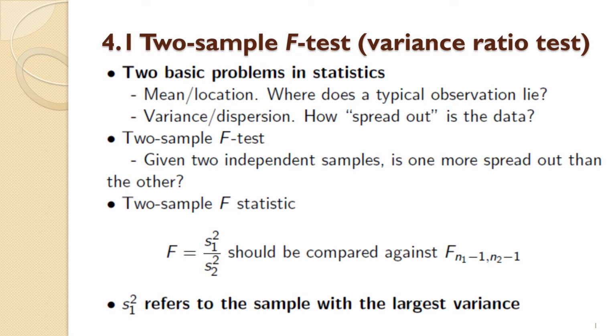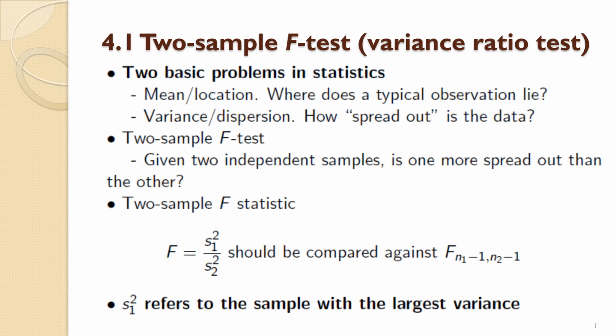So the next test I wanted to talk about is this two-sample F-test, which goes by the alternative name of the two-sample variance ratio test. As we've said before, there's two basic problems in statistics: mean or location, where does the typical observation lie; variance or dispersion, how far spread out is the data. Now, it's not necessarily obvious that when you're given the operational formula, a variance is just a measure of dispersion or spread. But if you're looking at the two-sample F-test, this is a natural question to ask. So the question you're asking is this: given two independent samples, is one more spread out than the other?